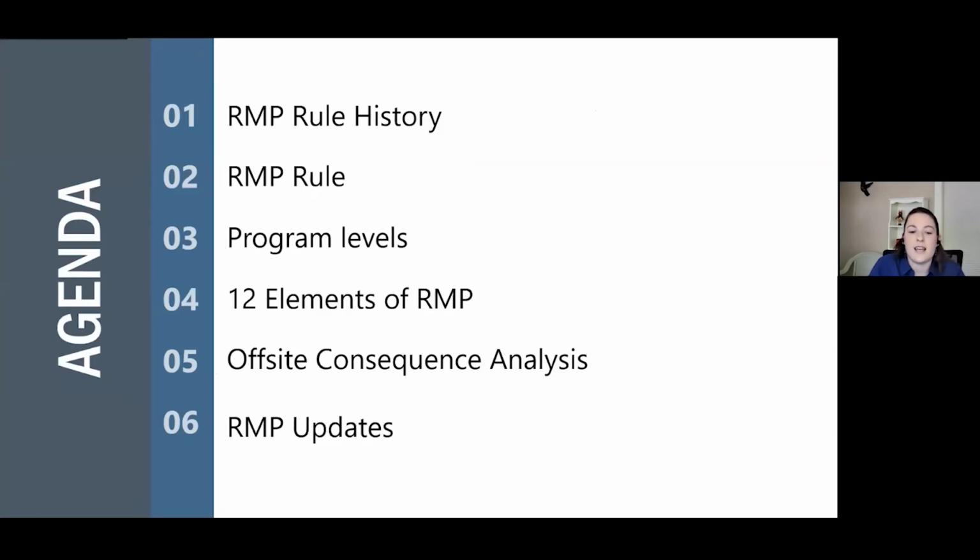This is our agenda today. I'm going to talk about the RMP rule history, what the RMP rule entails, the program levels under RMP, the 12 elements in an RMP prevention program, offsite consequence analysis, and updating the RMP plan.